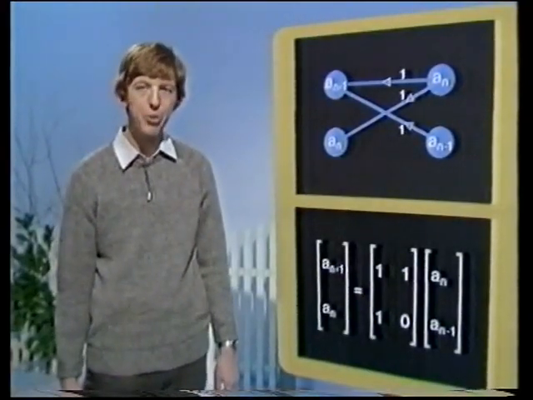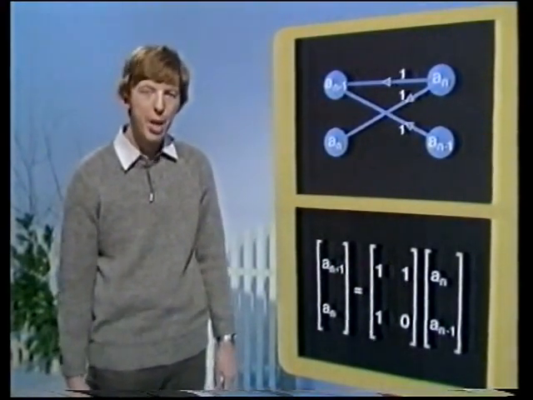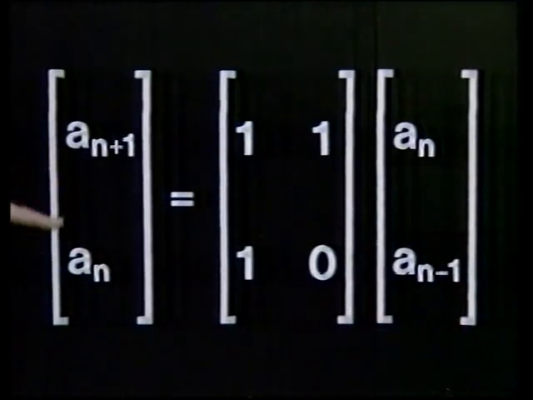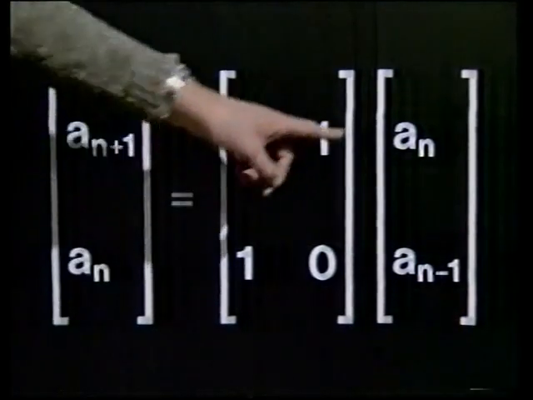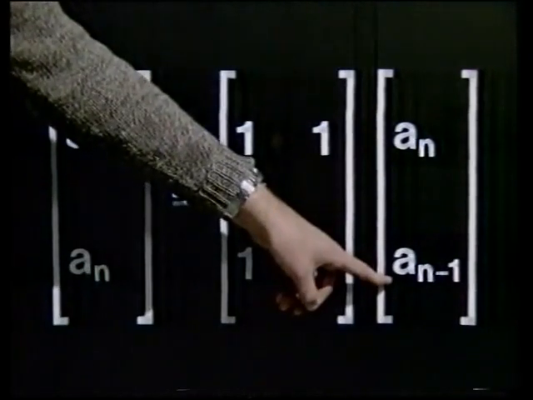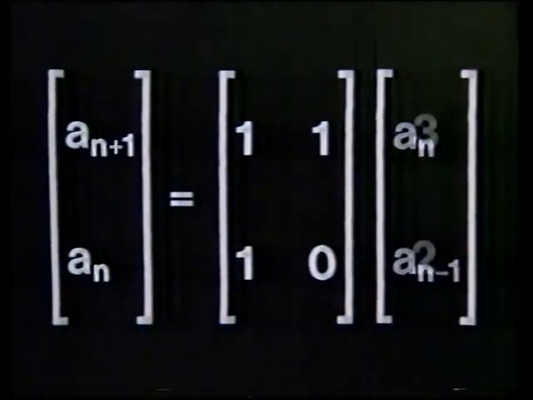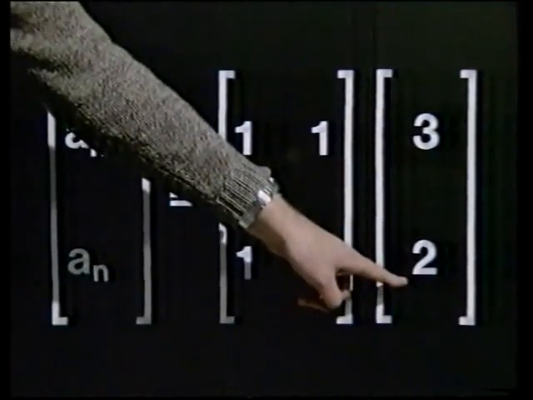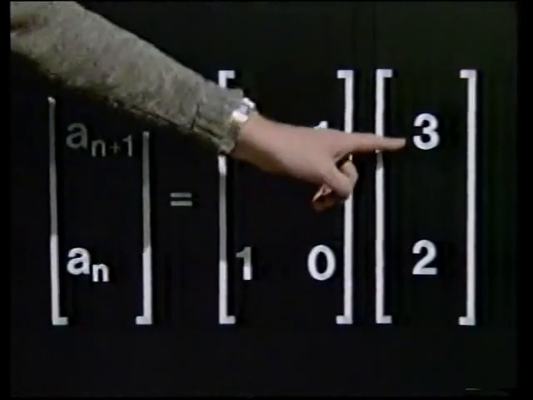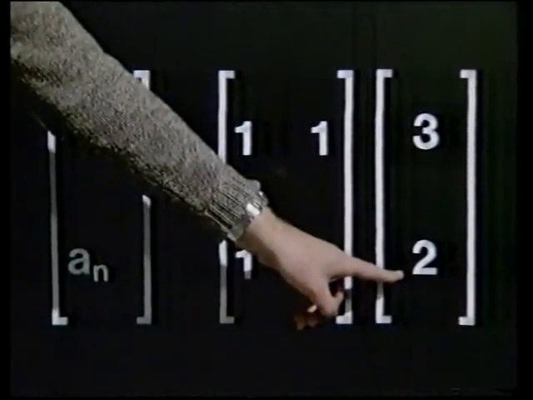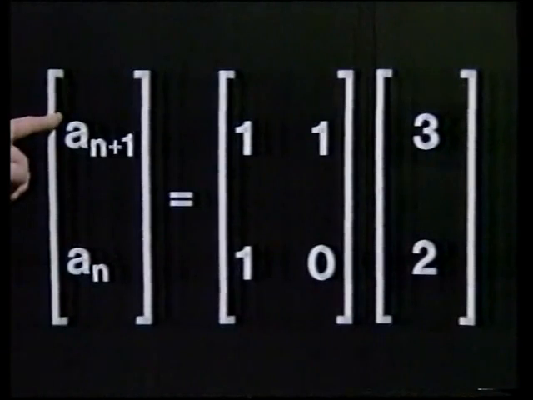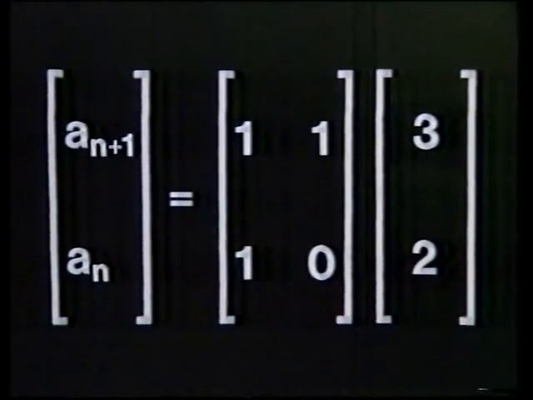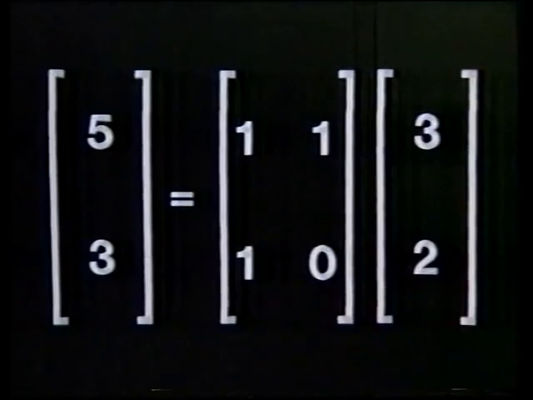Let's check how this works in a particular case. For example, if n equals 4, we have a_5 and a_4 over here, and a_4 and a_3 over there. Well, a_4 is 3, and a_3 is 2. Now, 1 times 3 plus 1 times 2 is 5, and 1 times 3 plus 0 times 2 is 3. So the numbers over here should be 5 and 3. And those are indeed the next pair of Fibonacci numbers, a_5 and a_4.